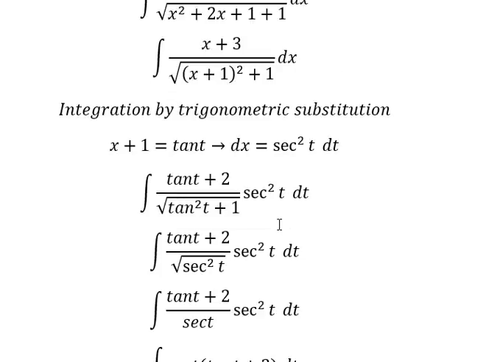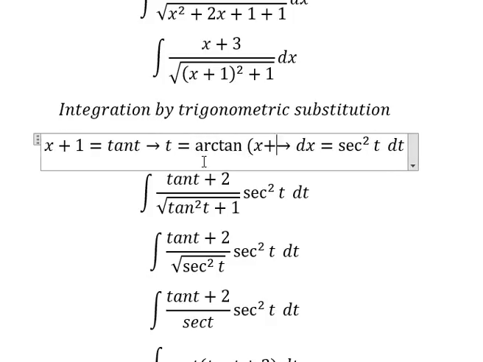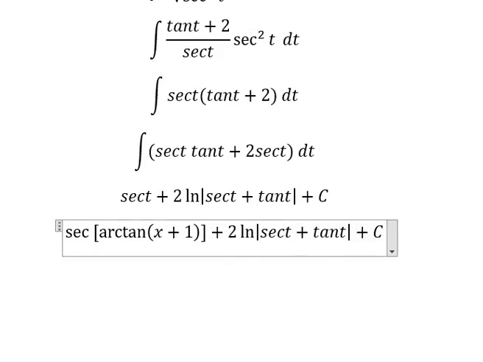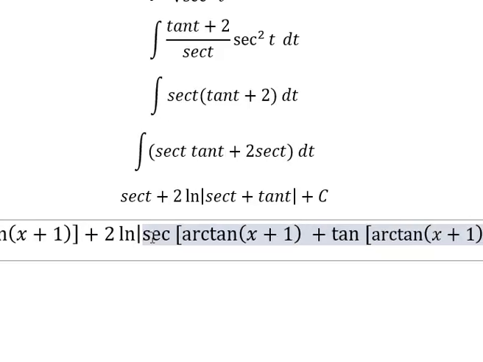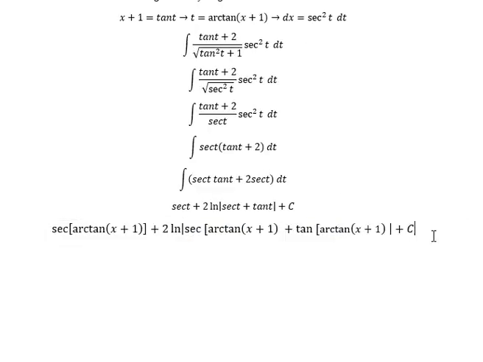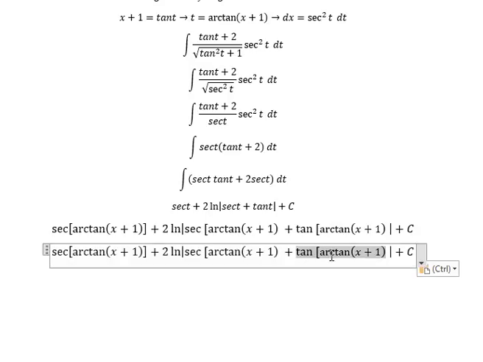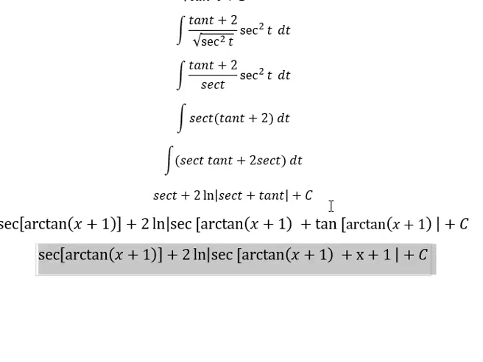About t, that is about this one. So you get t equals arctan of (x + 1). So we need to change t into arctan of (x + 1). So we know that tan with arctan, you get x + 1. And this is the final answer.